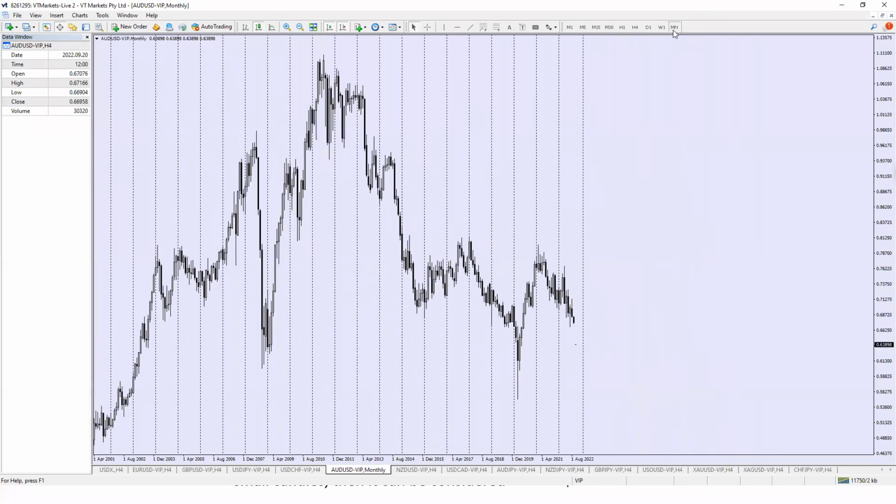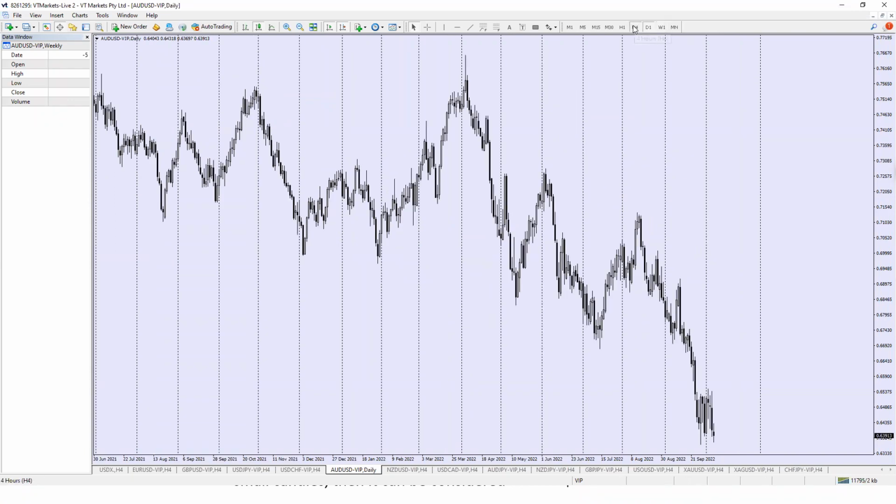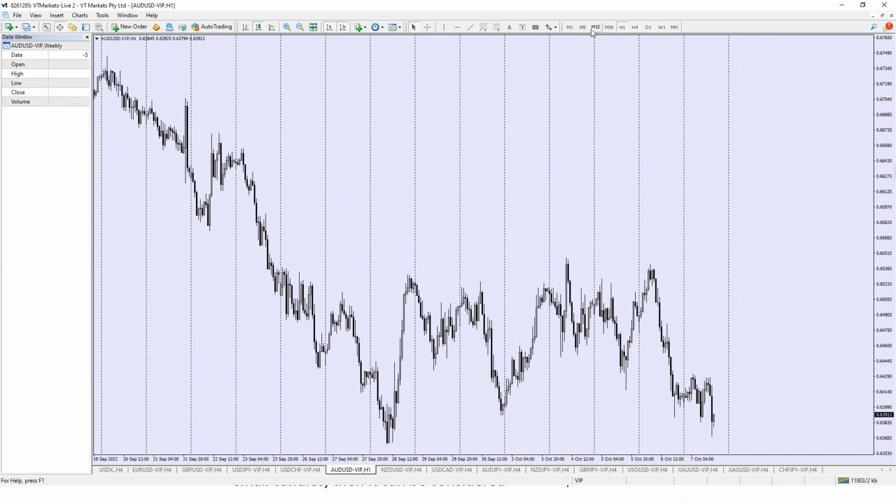weekly, and monthly. So what does all this mean? That means if it's monthly, every month is represented by one candle. Every week is represented by one candle. Every day, every 4 hour, 1 hour, and so on.